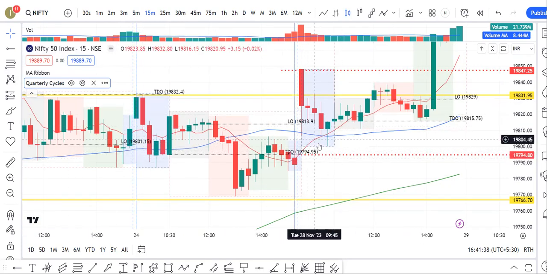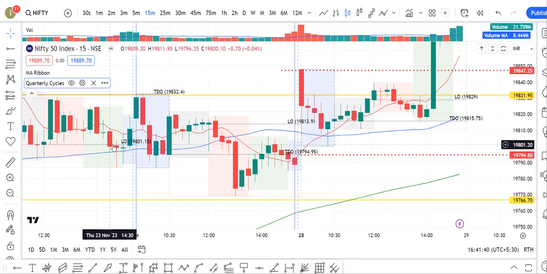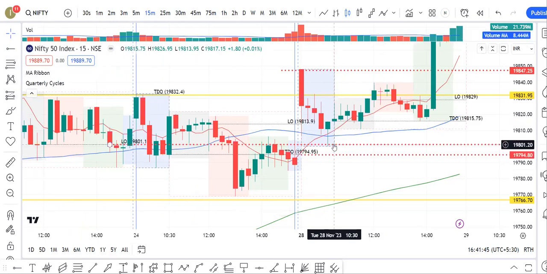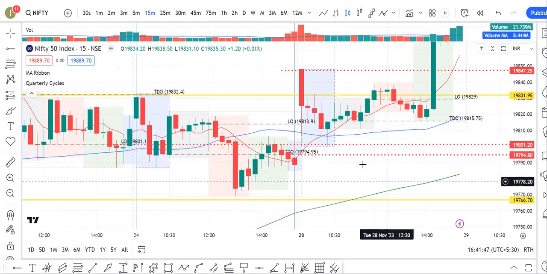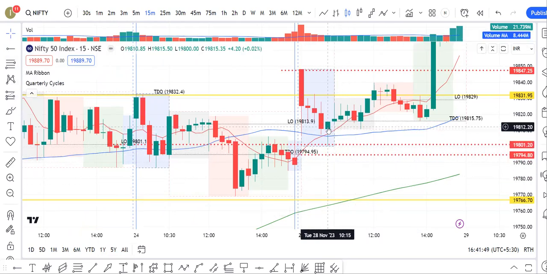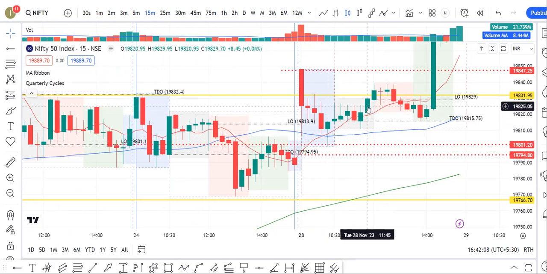So when market started coming down, these two levels were important. So it came down to the level of 19,800. It penetrated 800, but it could not go below the true daily opening range of the previous day. So that was the thing. There you could have taken position.